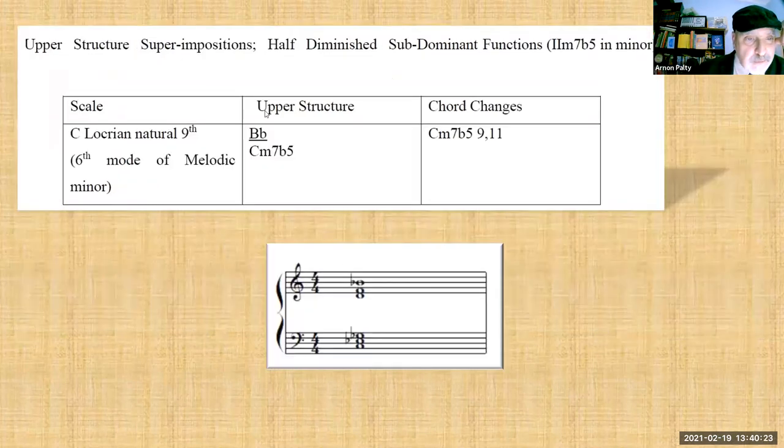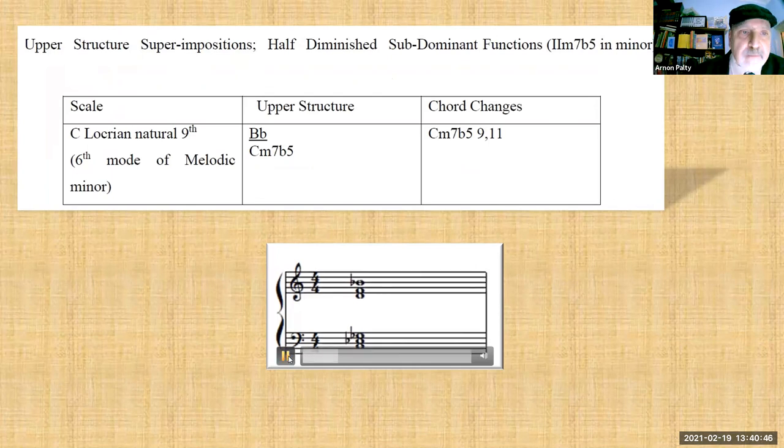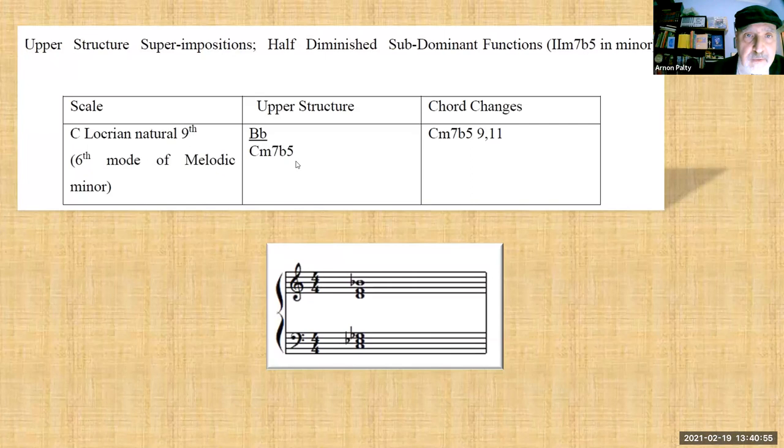Another one which is neat is superimposition on half diminished, but we have to take into consideration that we use here a natural ninth of the Locrian, which is the sixth mode of melodic minor, Locrian natural ninth. This is a beautiful chord. Bill Evans is using this chord a lot as a two in minor.